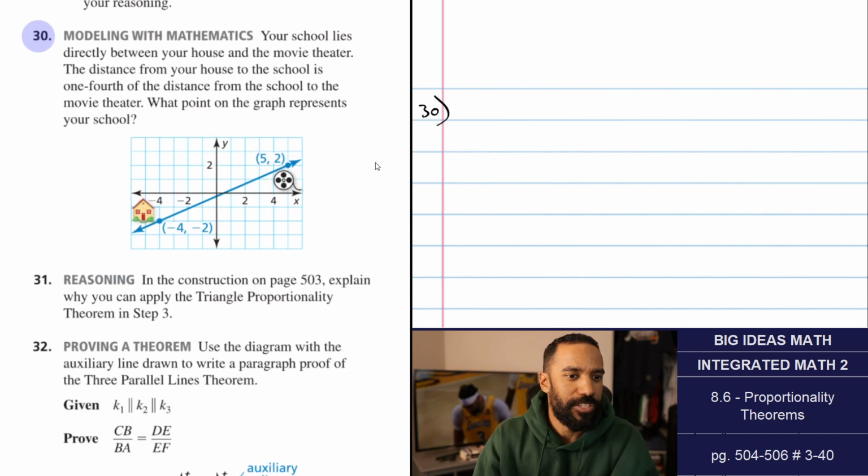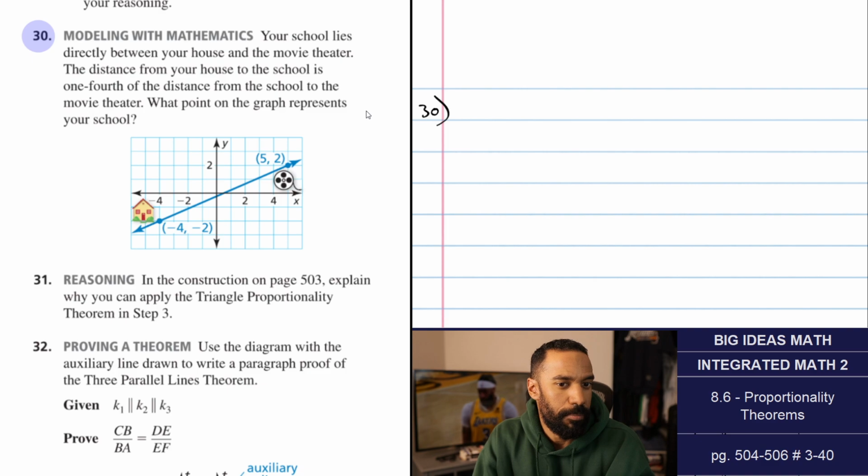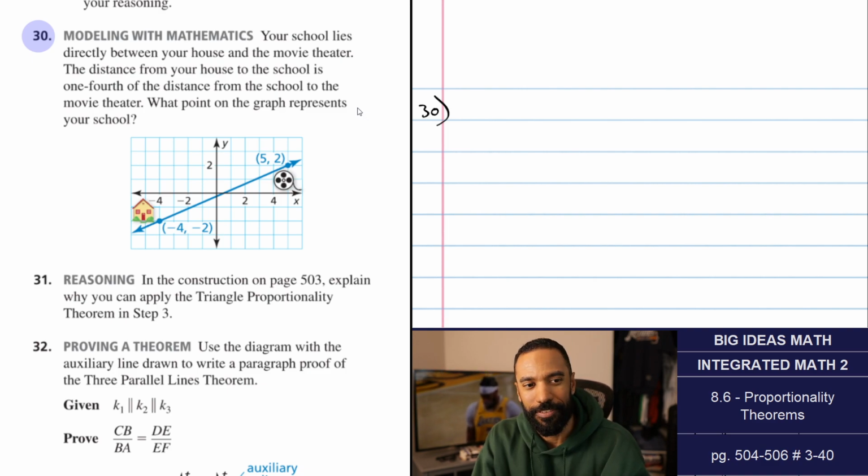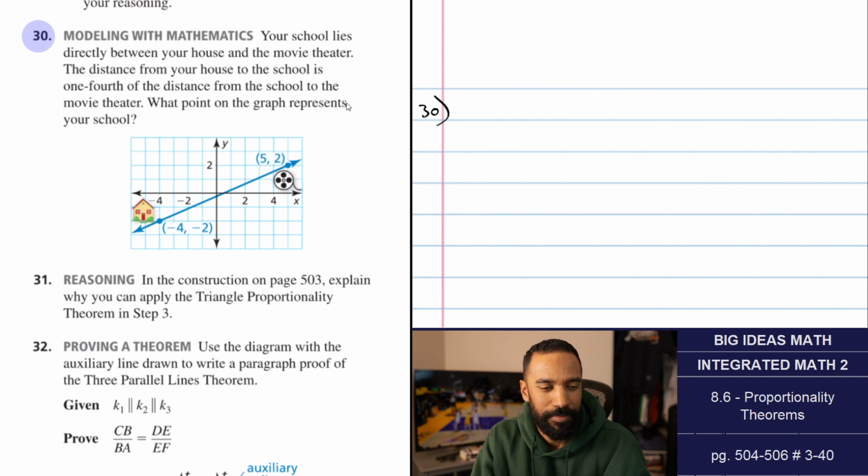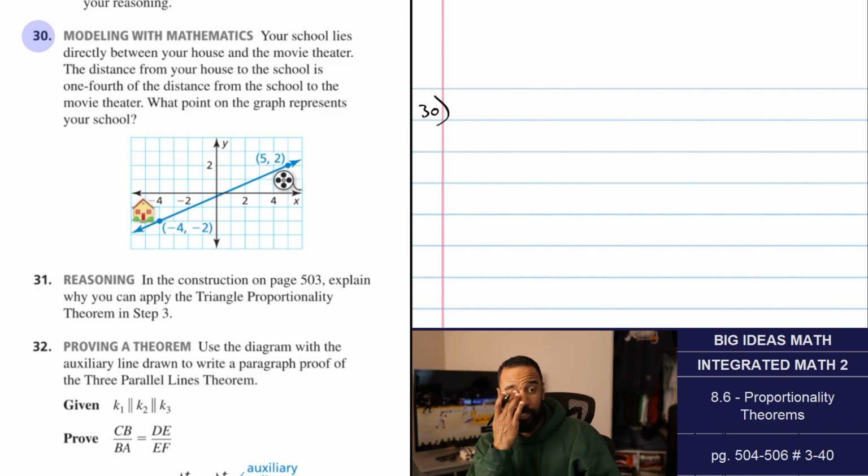Your school lies directly between your house and the movie theater. Oh no, to get to the movie theater, I have to first go to school. The distance from your house to the school is 1/4 of the distance from the school to the movie theater. What point on the graph represents your school? 1/4 of the distance. Okay, from the school.